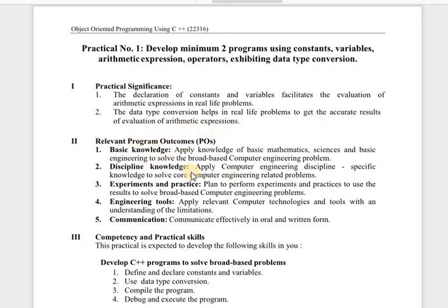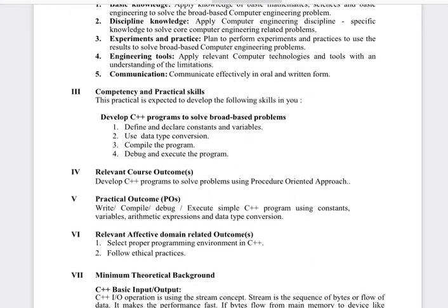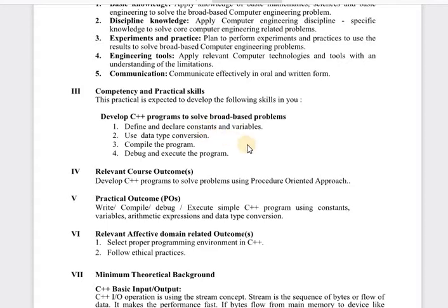Now we will see which POs are related to this experiment. So basic knowledge, discipline knowledge, experiments and practice, engineering tools, and communication. These are the relevant program outcomes of this practical. Now after completion of this practical, you can easily define and declare constants and variables. You can use data type conversion. You are able to compile, debug and execute the program.